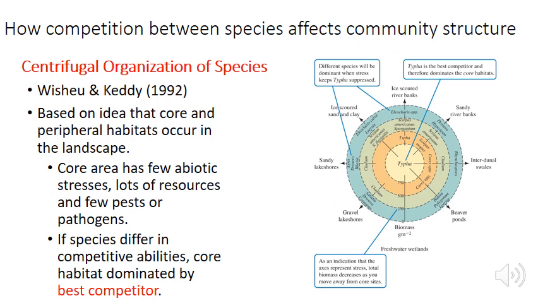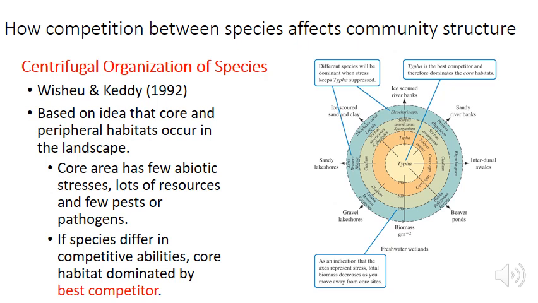So the concept of centrifugal organization of species is based on the idea that any landscape is divided into core and peripheral habitats. In those core habitats, you have abundant resources and very few abiotic or biotic stresses. So you have probably lots of sunlight, low salinity, low numbers of pests and pathogens. And in those core habitats, the species that thrive are the best competitors. So the species that can utilize those available resources most efficiently are the ones that survive and dominate in those core habitats.